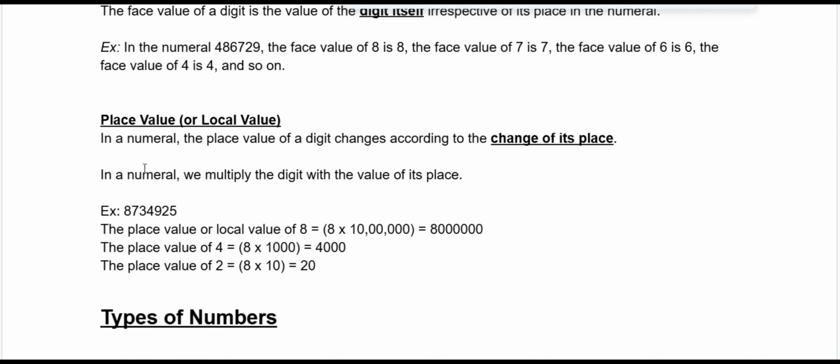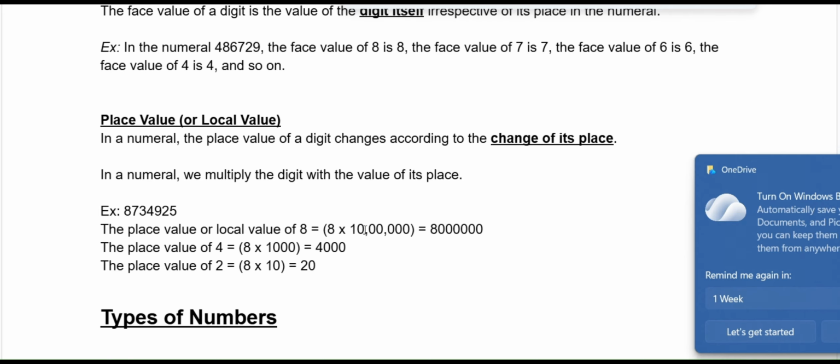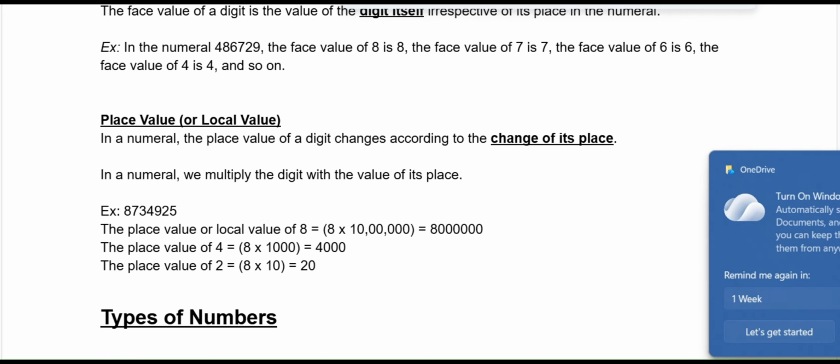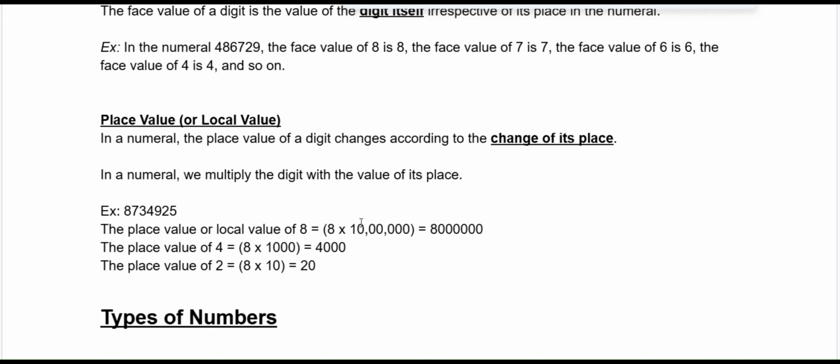And place value or local value means the value with respect to its position or place. Here you can see this example: ones, tens, hundreds, thousand, 10,000, lakh, 10 lakh. The place value of 8 is there in 10 lakhs position, so you have to multiply 8 with 10 lakhs, and you will be getting 80 lakhs.